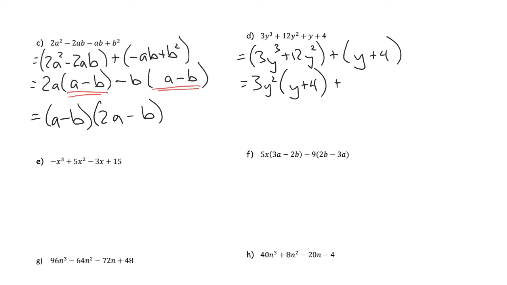Now notice that is that second term here. There was nothing common to the y plus 4. So I can leave it, but I'll treat that as if it's a 1 out front. And so now the common binomial here is y plus 4, y plus 4. So I will write this as y plus 4 multiplied by, and in the first term, that's 3y squared. And in the second term, I've got a 1 left over.